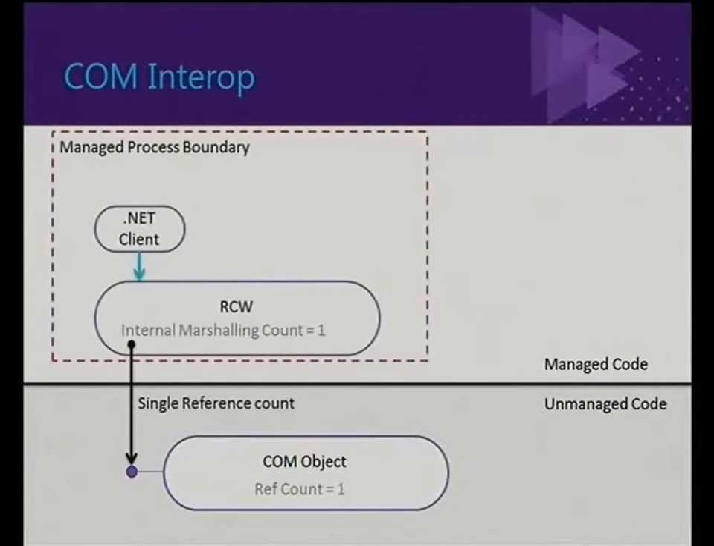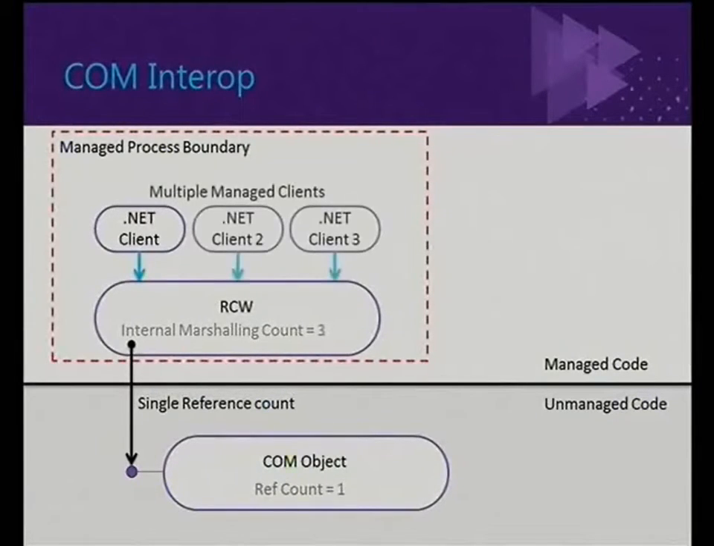So we've got our COM object here, and then we've got our .NET process. The RCW, because we've got one .NET client, has an internal marshalling count of 1. We then get a few more things that want access to this. This could be a worksheet. More things get access to it. You only ever have one RCW for that one COM object, and it counts how many people have access to it.